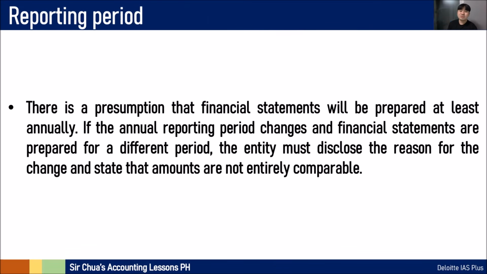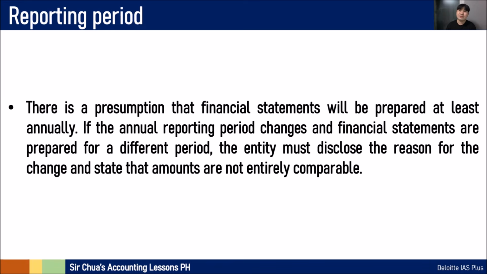There is a presumption that financial statements will be prepared at least annually. And that's how we really do it practically. If the annual reporting period changes and the financial statements are prepared also for a different period, the entity must disclose the reason for the change and state the amounts that are not entirely comparable.